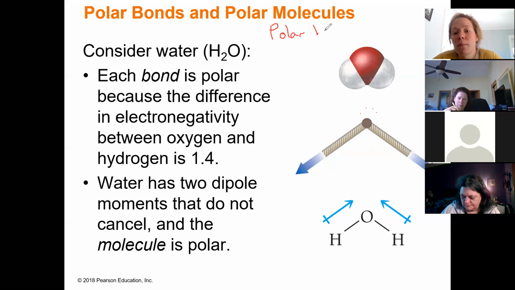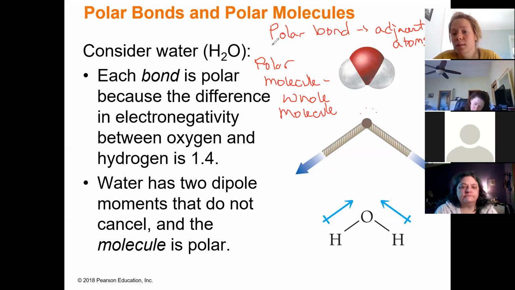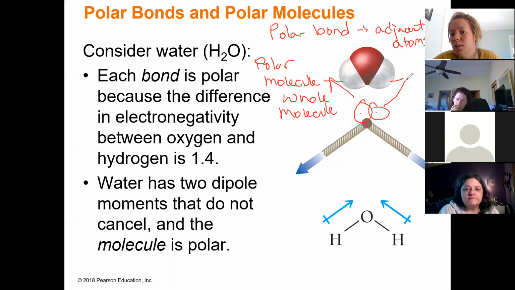A polar bond is happening between adjacent atoms. A polar molecule is happening within the whole molecule. So it's looking at the whole molecule, not just 2 atoms. So these 2 things don't always parallel. Usually it's a polar bond, right? Because if they're different atoms, they'll be polar. But the molecule is only polar when you have these lone pairs, or when there isn't a vector pulling out to balance it.